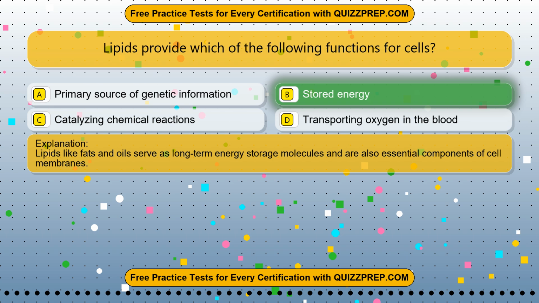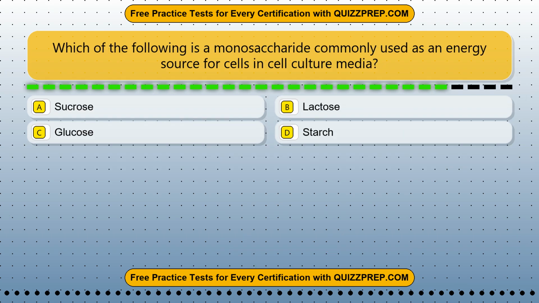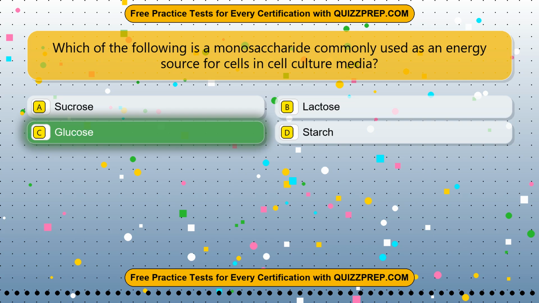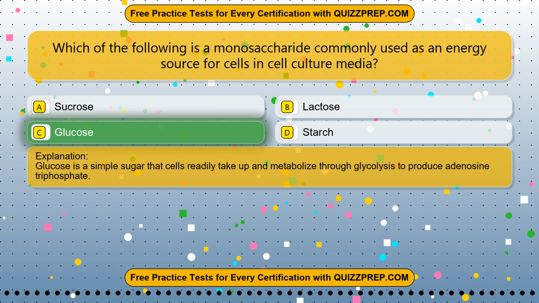membranes. Question 12. Which of the following is a monosaccharide commonly used as an energy source for cells in cell culture media? Option A. Sucrose. Option B. Lactose. Option C. Glucose. Option D. Starch. The correct answer is option C. Glucose. Glucose is a simple sugar that cells readily take up and metabolize through glycolysis to produce adenosine triphosphate.